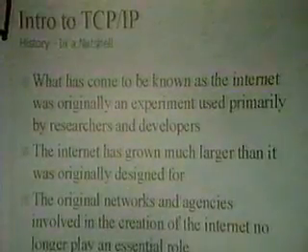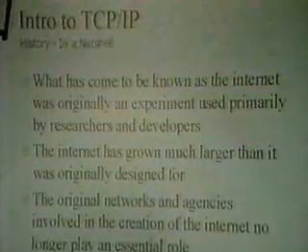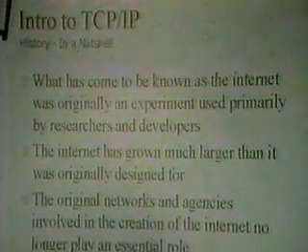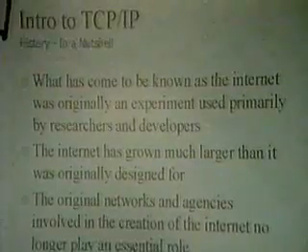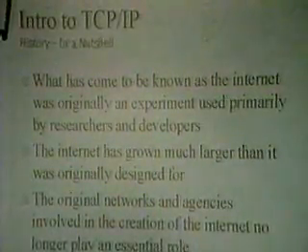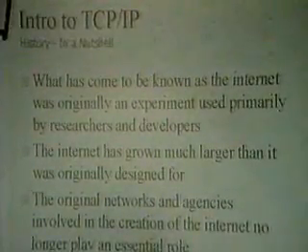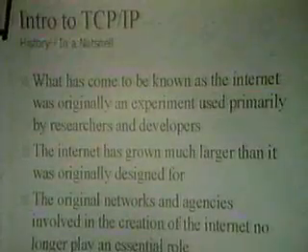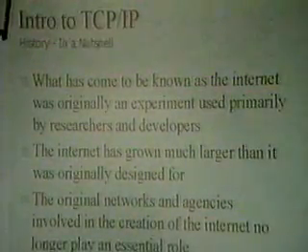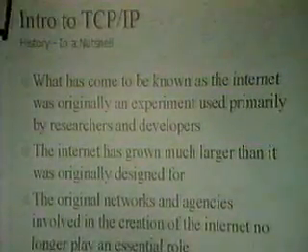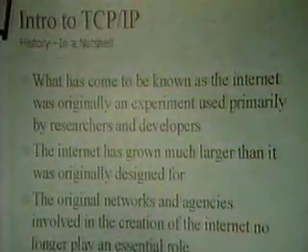So basically, this all can be wrapped up in a nutshell. What has come to be known as the Internet was originally designed as an experimental network that really had no intentions of growing into the network that it has come to be known as today. The Internet has grown much larger than it was originally intended for, obviously. And also the original networks and agencies involved in the creation of the Internet are no longer involved in that process today. They no longer play a role in that.